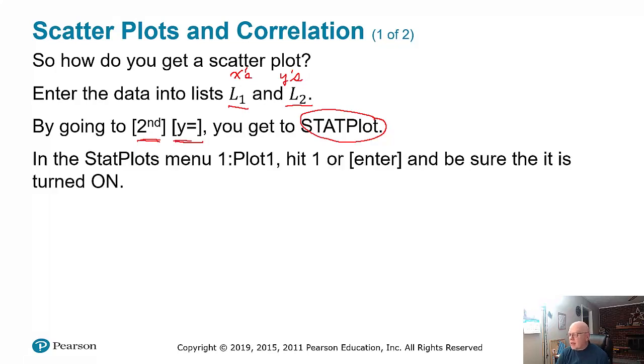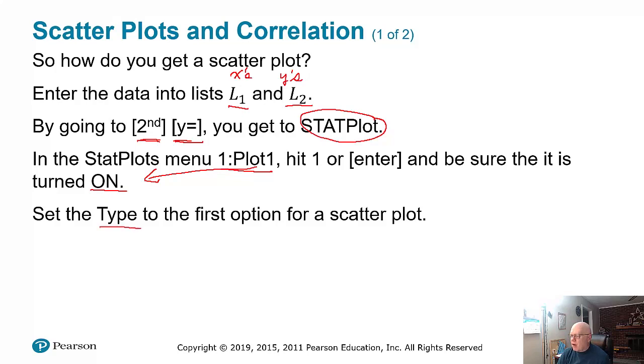Now once you get there, you want to make sure that plot 1 is turned on. And by the way, although this is likely not to be true, you want to make sure the other plots are turned off. So take a quick look, make sure plot 1 is on and the other ones are off. All you have to do is hit 1 or enter and you'll be right there.